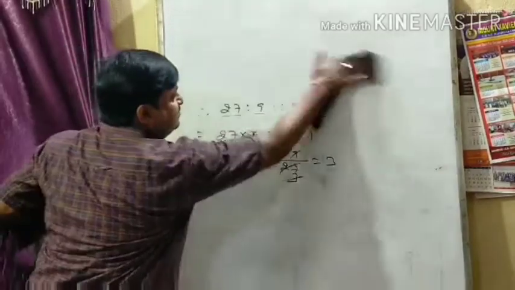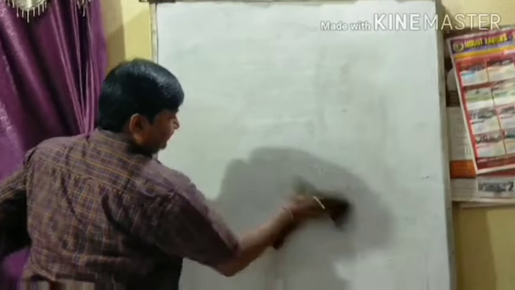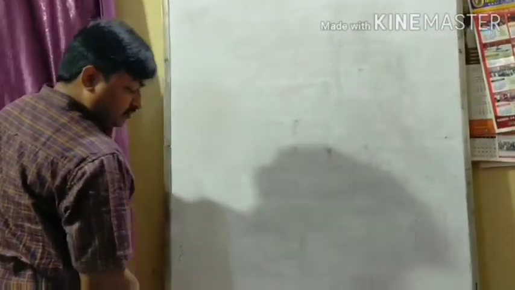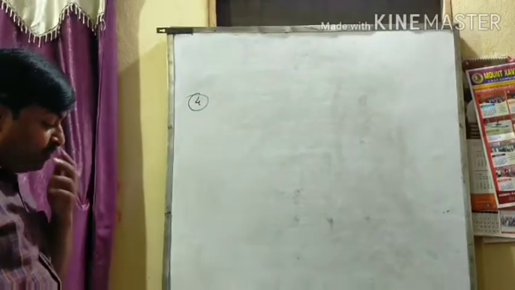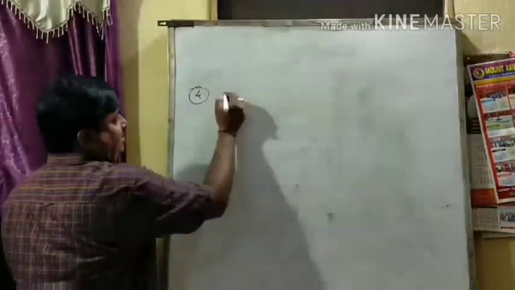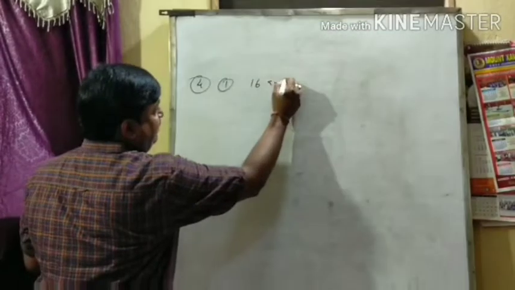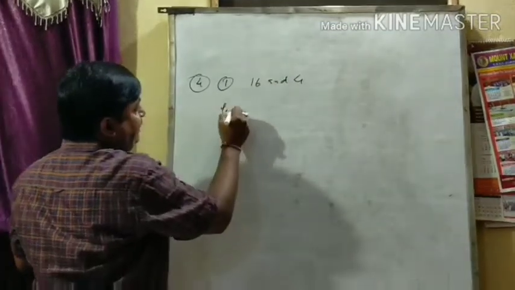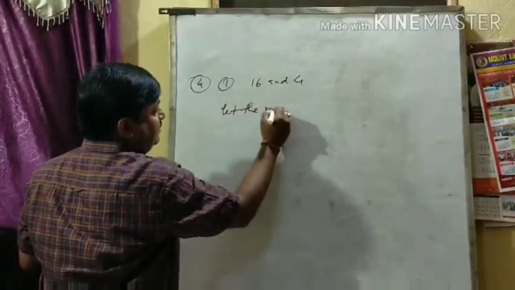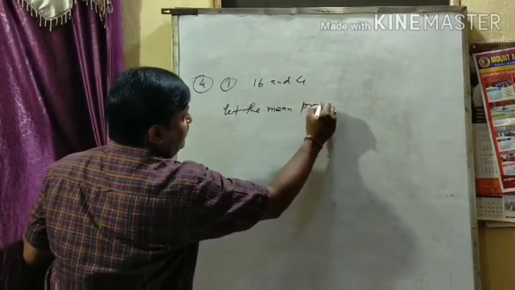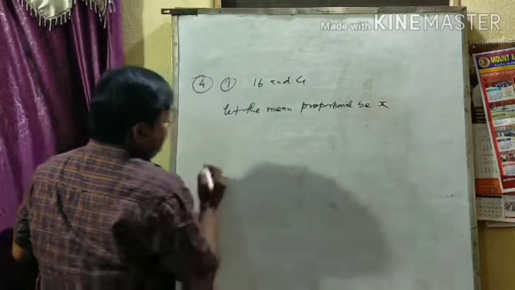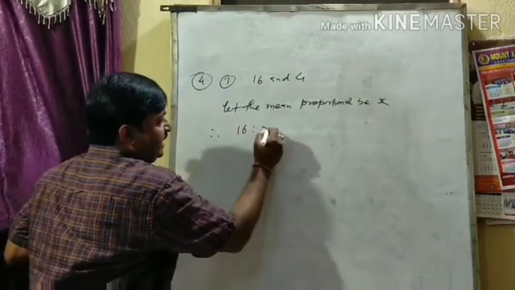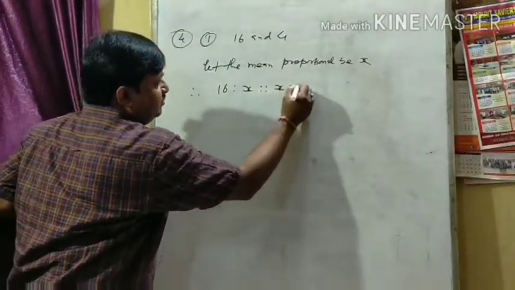Now next question is finding the mean proportional. Question number 4. Find the mean proportional between 16 and 4. So student, let the mean proportional be x. Therefore 16 is to x is proportional to x is to 4.